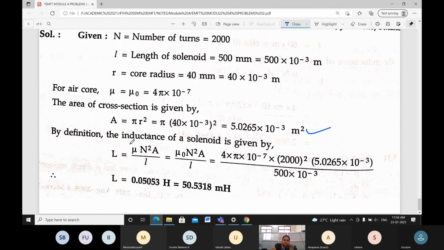Then use the inductance of solenoid equation, that is L is going to be mu times n square A divided by l. Go on substituting for each and every factor here. We know all the things. Then you will be getting L as 50.5318 millihenry. This is the problem that was asked.